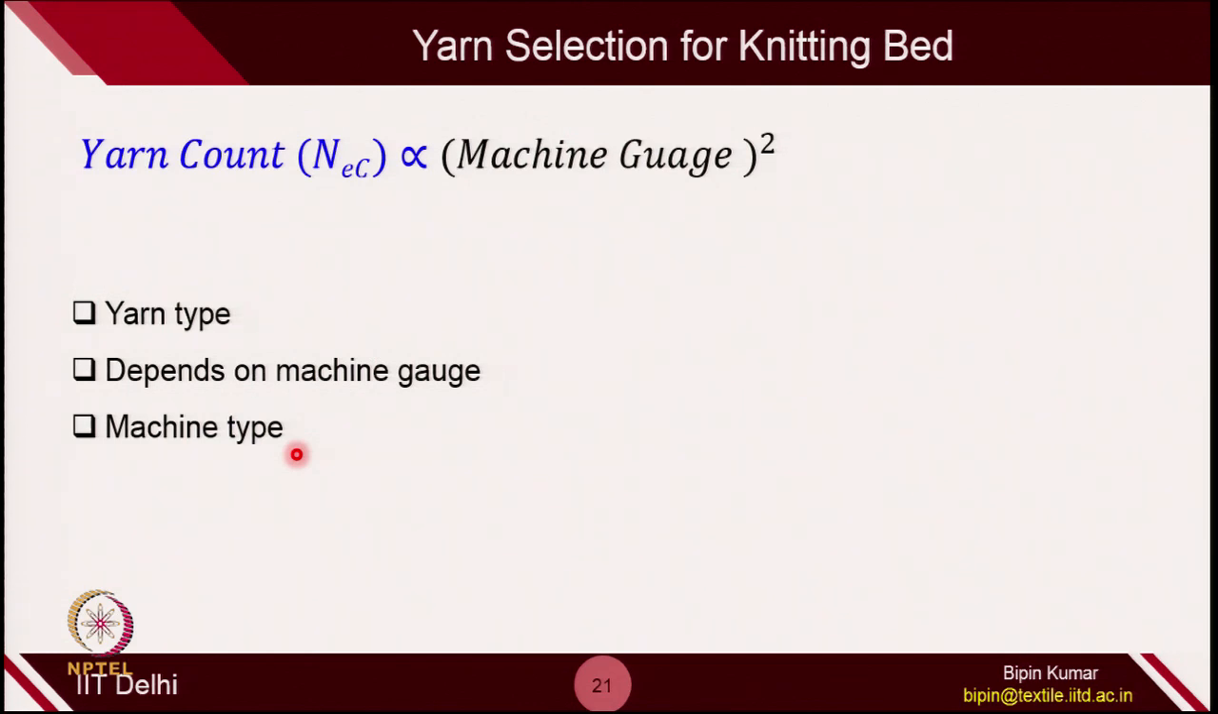For each of these, a lot of hit and trials have to be done, and in the last 50-60 years a number of knitters have been doing this exercise, and they have come up with some useful relationships connecting count and gauge for different machines.